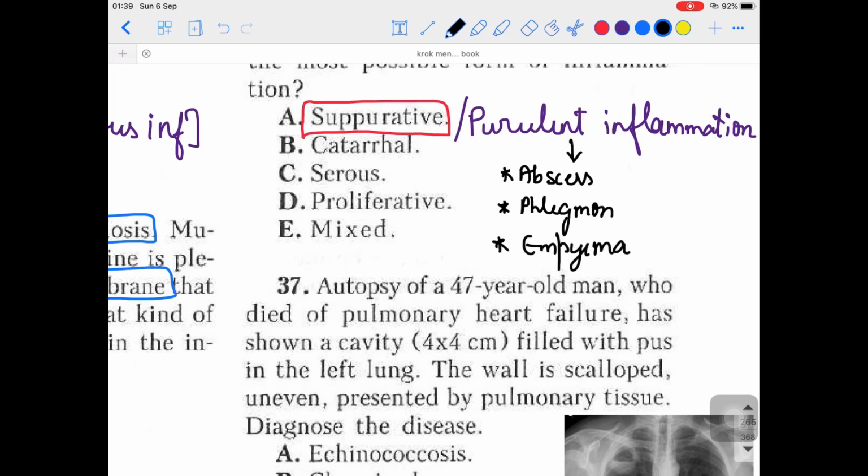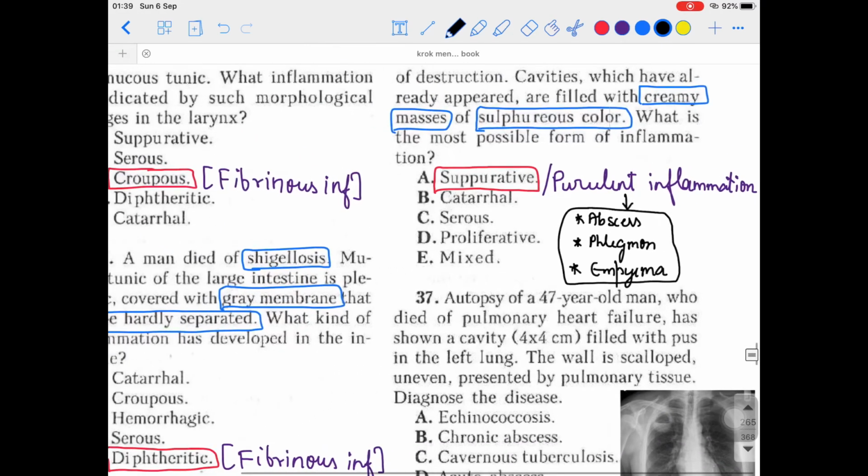Okay, all these 3 are important. Okay, so abscess, phlegmon and empyema. Fine. Now these are the types of inflammation. Okay, means this is the type of suppurative or purulent inflammation. Okay, abscess, phlegmon and empyema, I will be discussing them with the help of a question, because I will be discussing these 3 topics in separate questions.